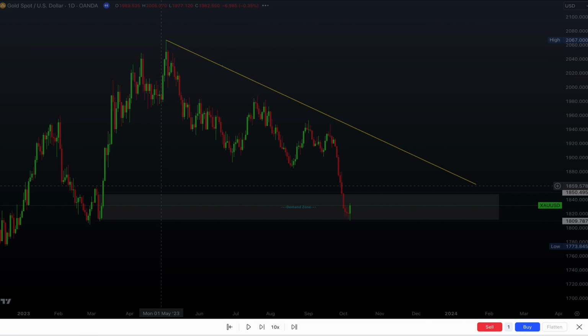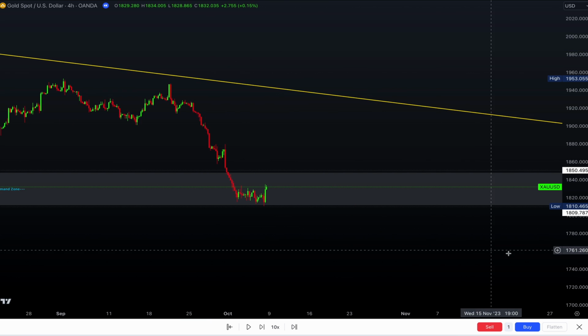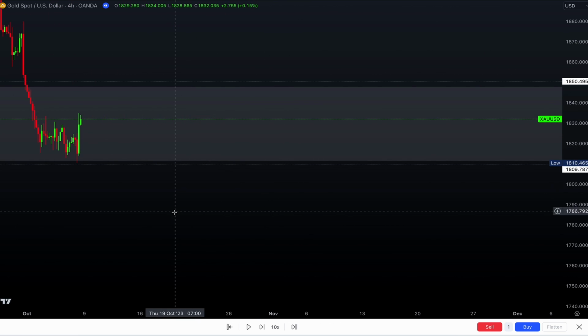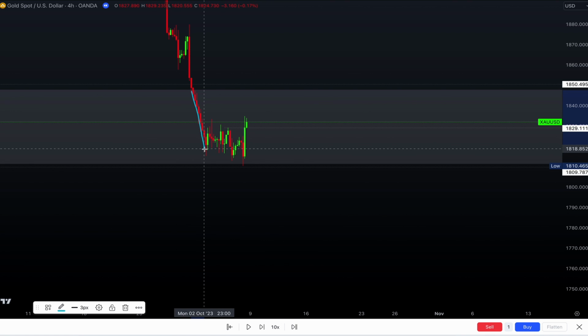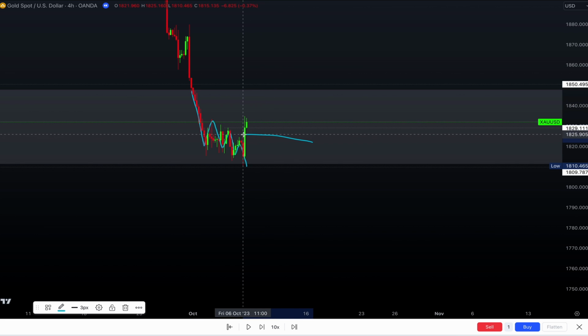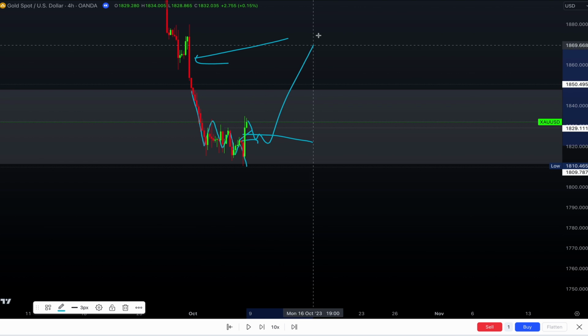Let's move on to the 4 hours and see. We still have the same demand zone around this area. You can still say that the market broke the structure around this area. Let me show you. Market broke the structure here. You can see it was moving like this, like this, like this, and like this. This is a sign of a bullish presence in the market. You can see that these moves here are very strong after this one here. So that means the market is likely to correct and move higher.